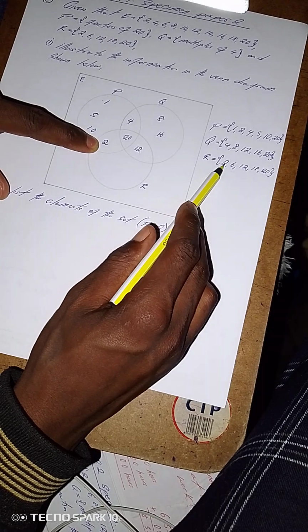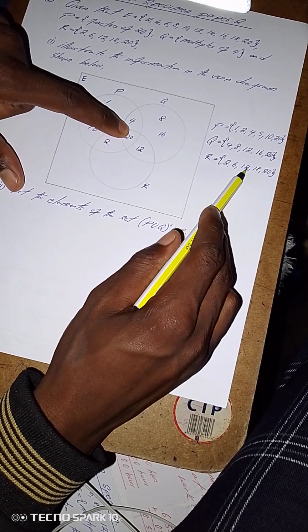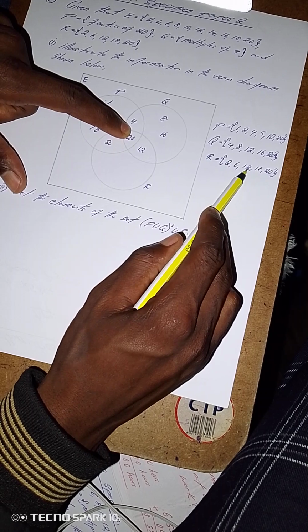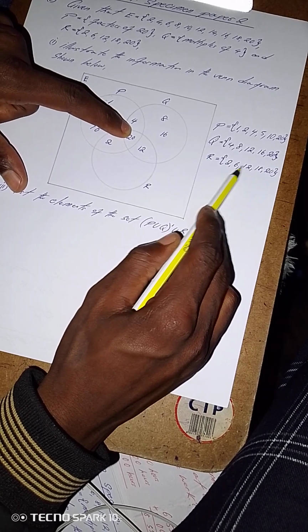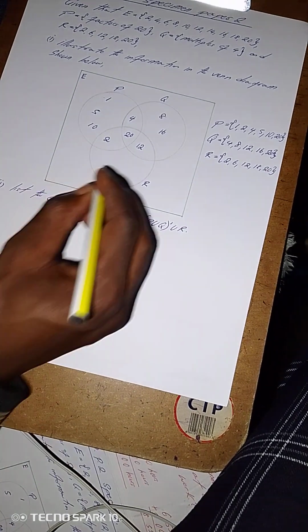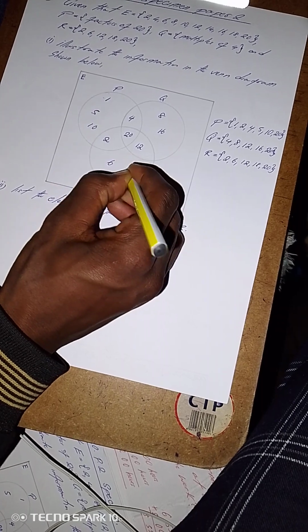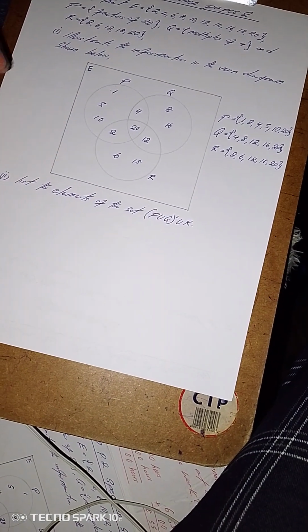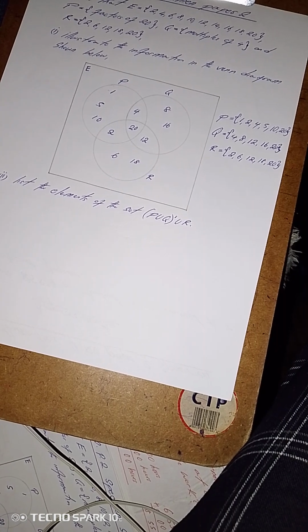2 is here, 20, 12. So the remaining is 6, 6 and 18, just 2. 6, 18, like that. After you have done that, now you check the elements.